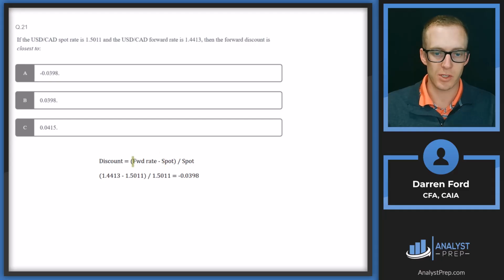So you could think of this as your ending investment minus your beginning investment, and then dividing by beginning investment again. So beginning being spot, forward rate being ending. And when we work that through, we get 1.4413 minus 1.5011 divided by 1.5011 gives us a minus 0.0398, or just under 4% negative return. Answer A.